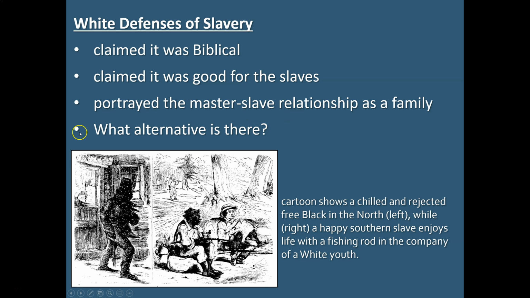The other defense here is basically, well, what else can we do? So if you were born in 1850, slavery had been a part of the American economy and society for 2 centuries now, 2.5 centuries. What else can we do? If slavery were to end, what would we even do with the former slaves? So basically, since we don't have a better solution, let's just keep doing what we're doing. That would have been another defense of slavery.